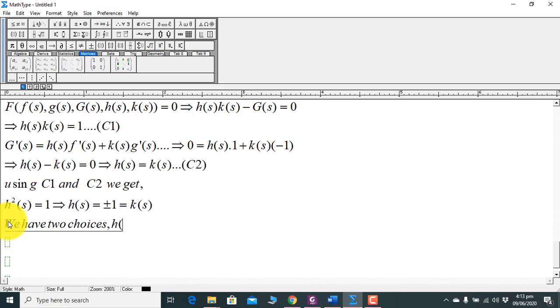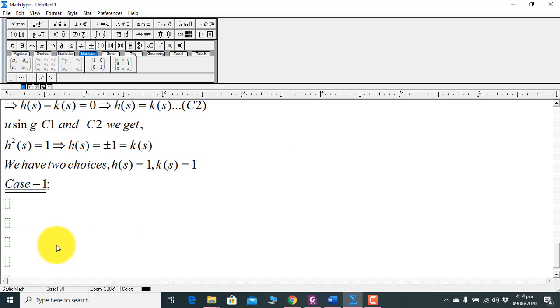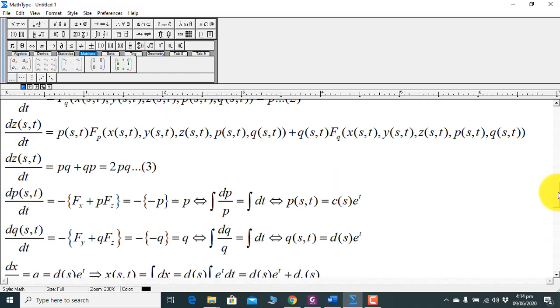What are the choices? H of s is 1, k of s is 1 also, which means the conditions for p and q are both 1. So this is case 1. In that case, what can be done easily? In that case, h and k have conditions 0. So ODs for p and q can be easily solved.